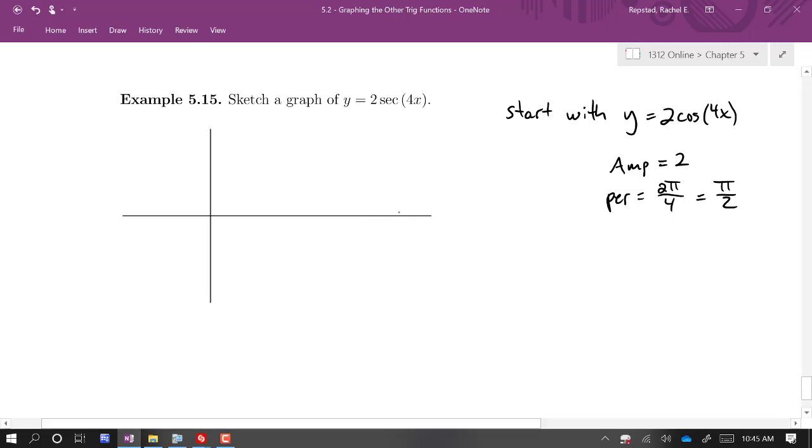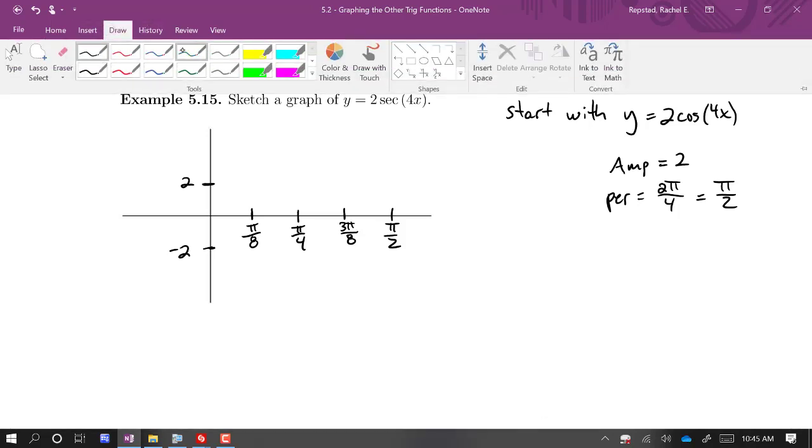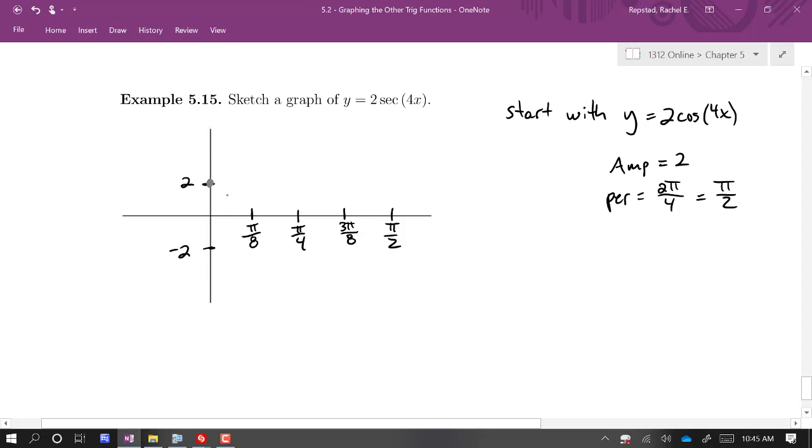So for my period, I'm going to go out to pi over 2. That means this is pi over 4. So this is pi over 8: 1 pi over 8, 2 pi over 8, 3 pi over 8 here. My amplitude is 2. I'm going to be careful not to take up the whole y-axis with the amplitude. I'm going to graph now cosine of 4x. So my anchor points here: it starts at the maximum, down to 0, here's the min, back to 0, back to the max.